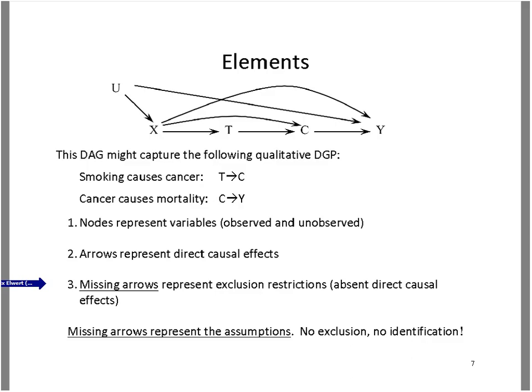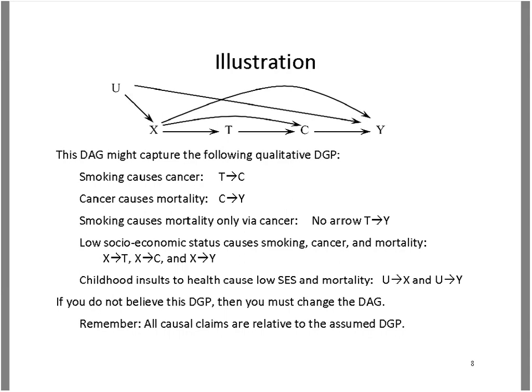Now, let me illustrate this with a toy example from smoking research. So this is the same DAG as we've just looked at. And this DAG might capture the following qualitative causal statements about the data generating process. The arrow from T to C might mean that smoking causes cancer. So T is smoking, C is cancer. Smoking causes cancer. The second arrow shows that cancer causes mortality. Y is mortality.